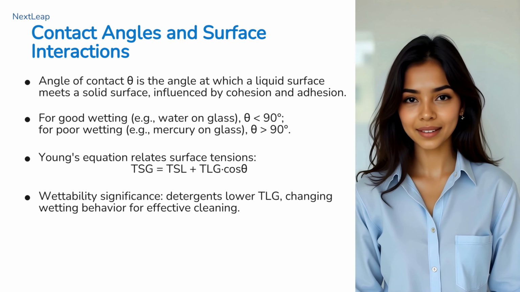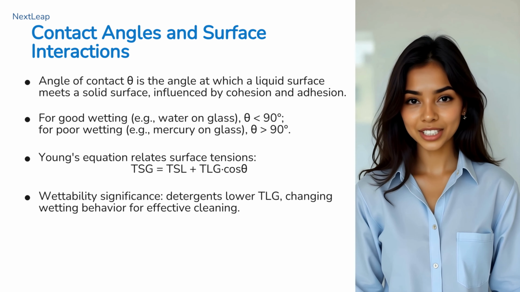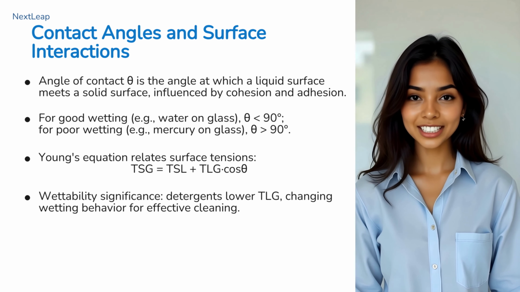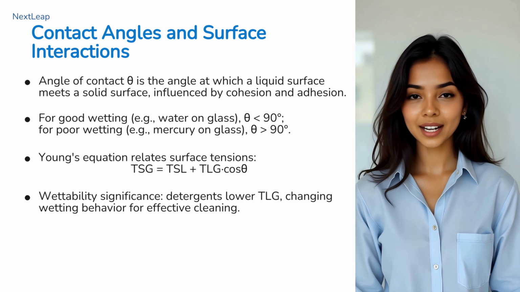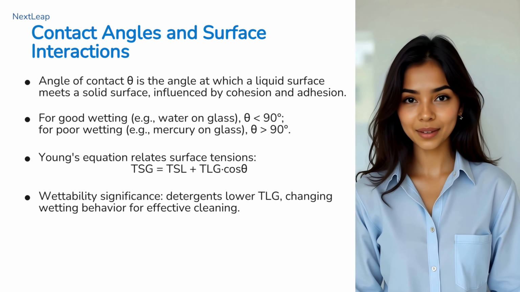For good wetting, like water on clean glass, this angle is less than 90 degrees, meaning water spreads nicely. But for poor wetting, such as mercury on glass, the angle is greater than 90 degrees, so mercury beads up.